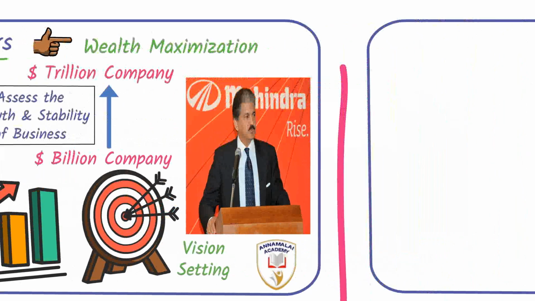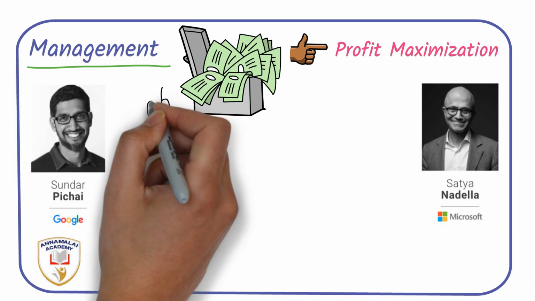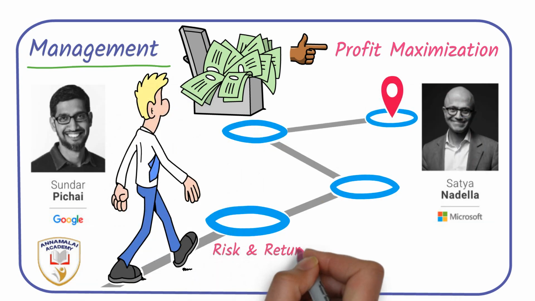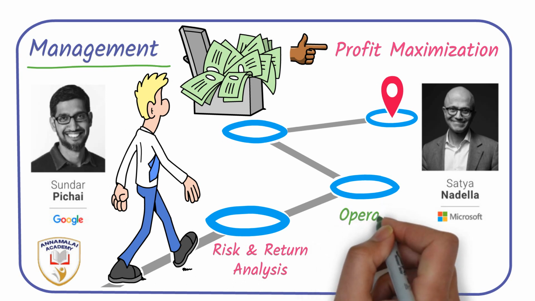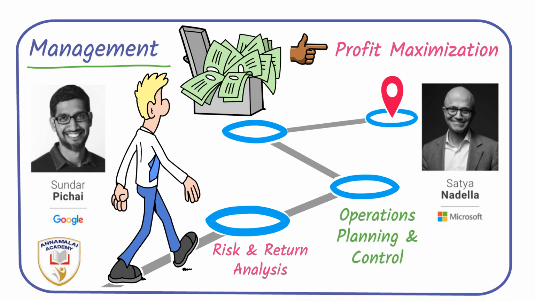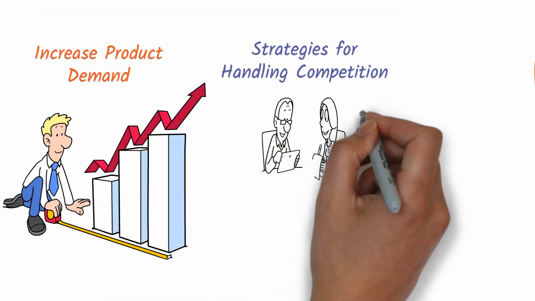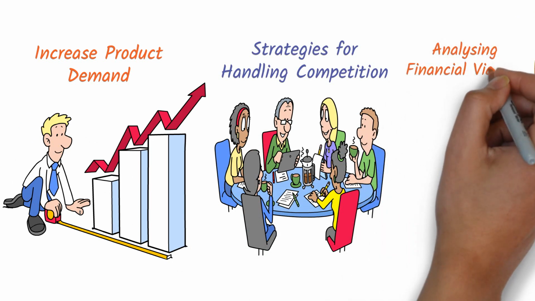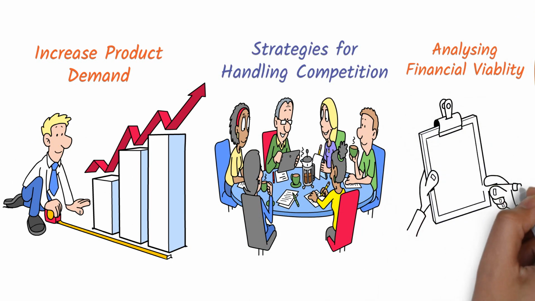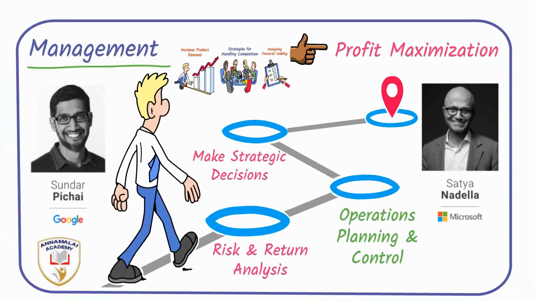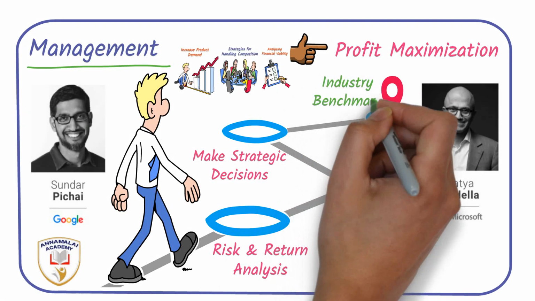Following the instructions of the owners, the management will trigger the profit maximization. The management will make a risk and return analysis of the various business ventures. They plan on the operations and control over the activities. They make some strategic decisions like increasing the product demand, how to handle the competitors, and analyzing the financial viability of the various business projects. And the management wants to make their company an industry benchmark.